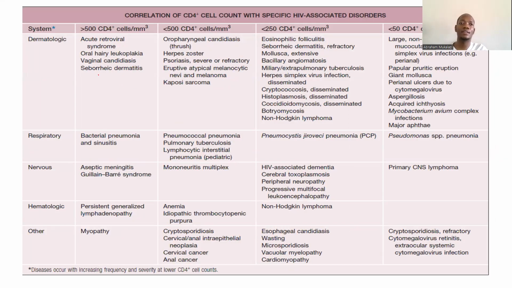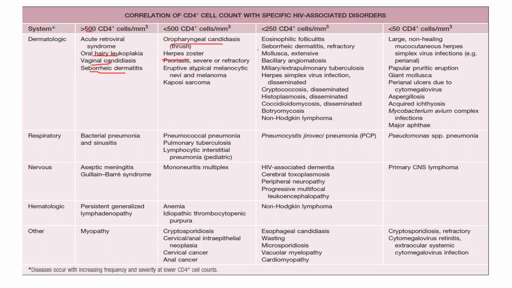So this table tries to correlate the dermatological manifestations with the CD4 count of the patient. If the patient has a CD4 count above 500, sometimes on the skin you may only see oral leukoplakia, vaginal candidiasis, and the like. The rest you may not see. But if it goes below, then it starts with pharyngeal candidiasis, zoster, psoriasis becoming severe, and then atypical melanocytic nevi and the rest.